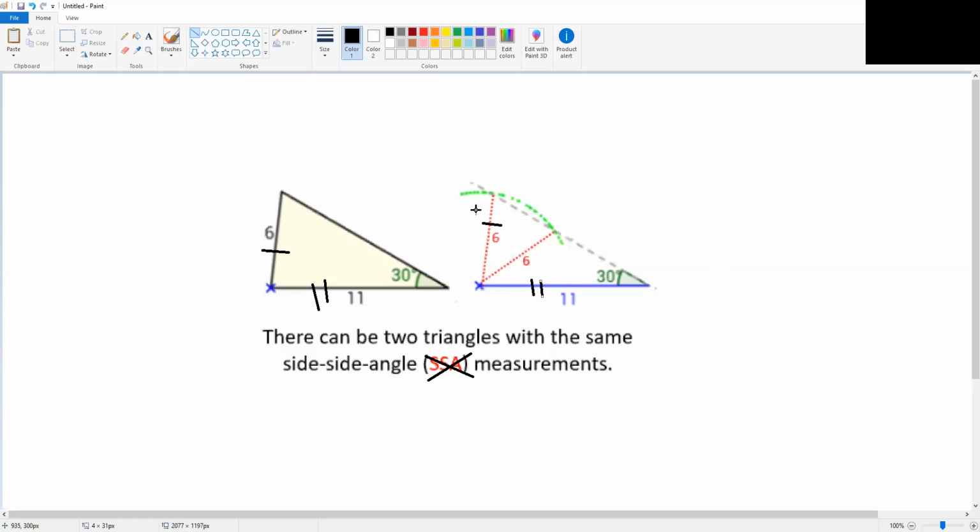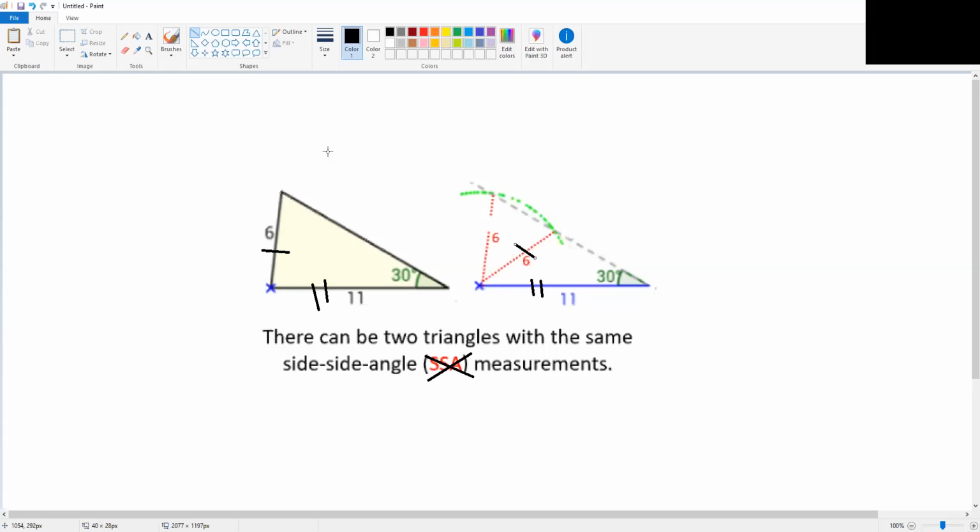The reason this doesn't work is because this angle is not fixed. We did not talk about this angle being congruent to this one. So what that means is that if we have side-side angle, then this triangle would also be side-side angle with this one, side-side angle. Because this 6 still corresponds with this 6. This 11 still corresponds with this 11, and this 30 still corresponds with this 30.